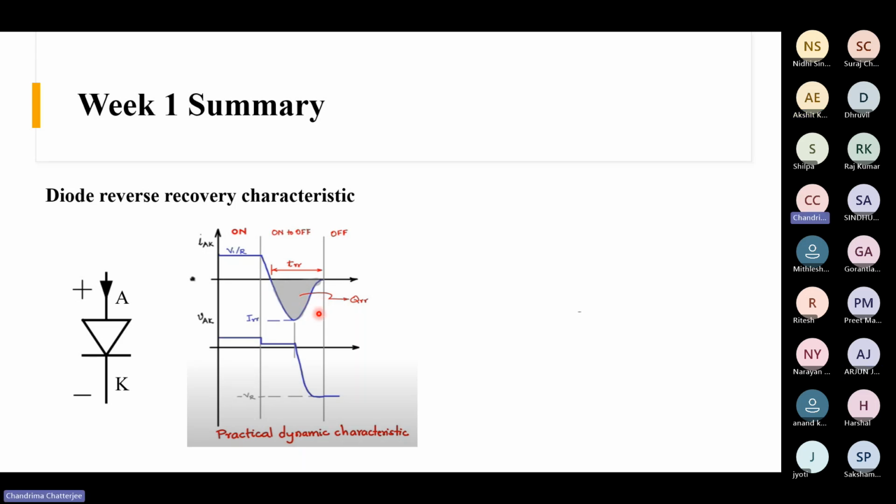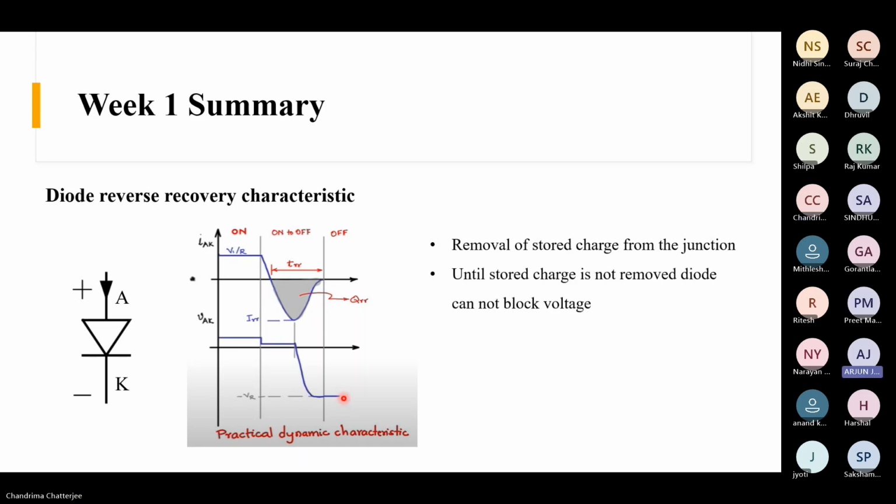So the main point is that whatever charge is stored in the junction needs to be removed for the diode to block the voltage. Unless it is removed, it can't block any voltage. That's why the current becomes negative. Now the charge is getting removed, and after the current becomes completely zero, then it can block this voltage. So that's what I have written here.